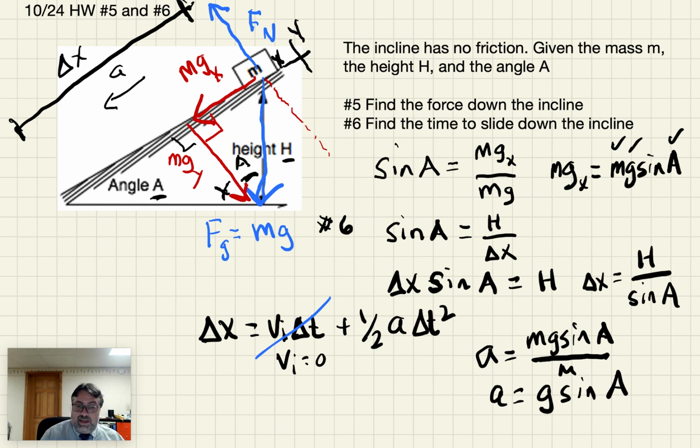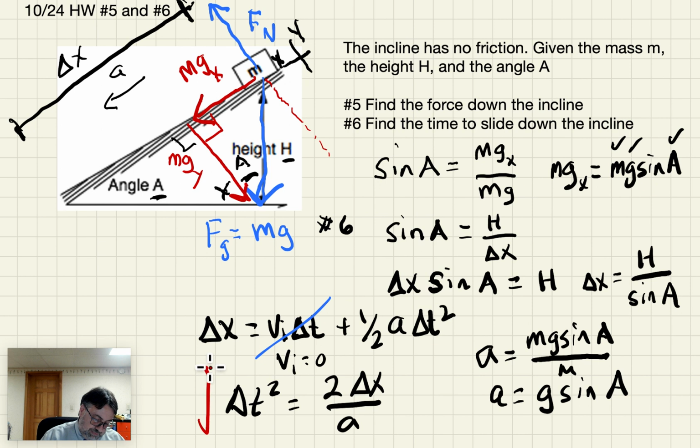Then I can just plug in and solve for delta t. I'm going to multiply the 2 across, and I'll get that delta t squared is going to end up being 2 times delta x divided by that acceleration, and then you just take the square root of both sides, and you're good to go.